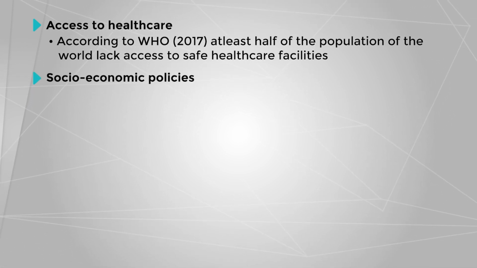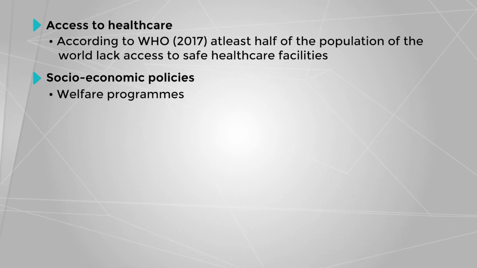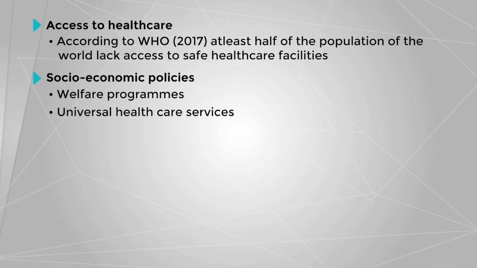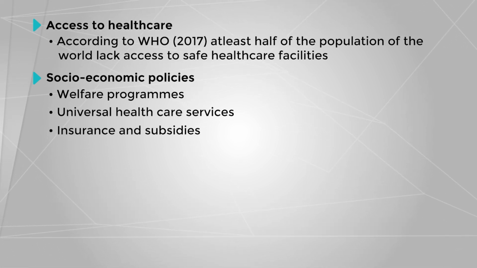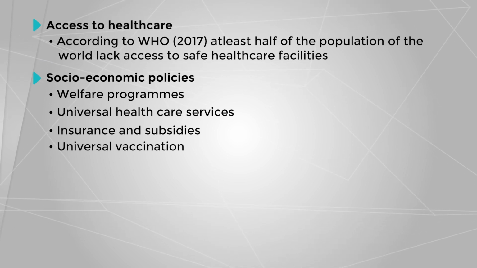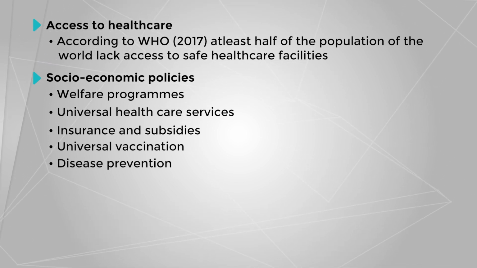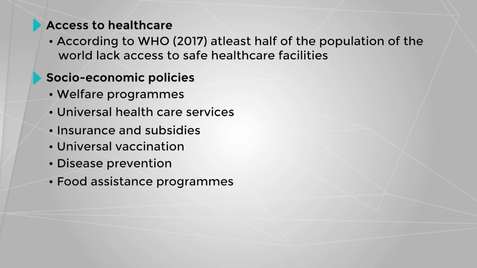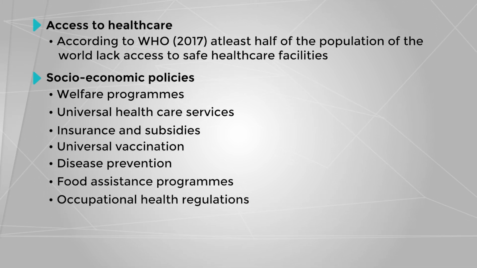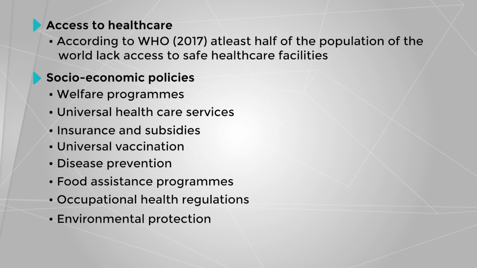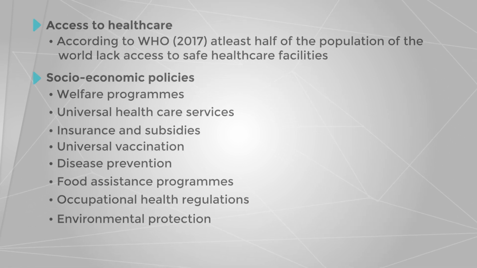Socioeconomic policies play a crucial role in improving health through welfare programs, ensuring minimum wage, providing universal healthcare services, health insurance and subsidies, universal vaccination, diarrheal prevention programs, food assistance programs, occupational health regulations, and environmental protection regulations and acts.